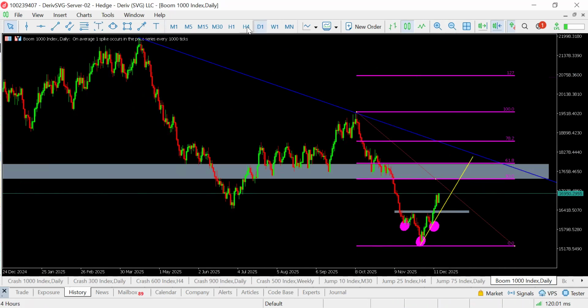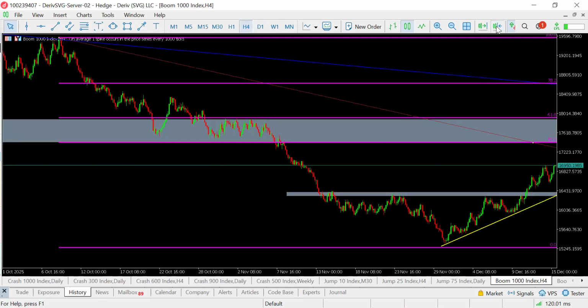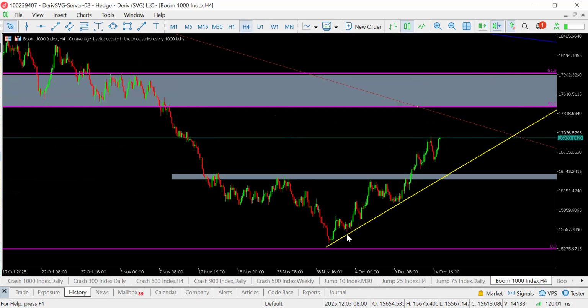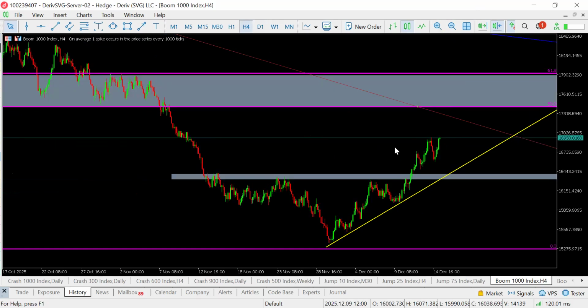before it embarks on its ultimate direction of the downward trajectory. So the next thing now will be to go to the 4-hour time frame to see what's going on there. Now we can see that on the 4-hour time frame, the bullish trend becomes much more pronounced. So what do we do in this case?